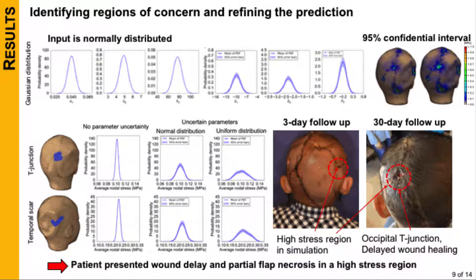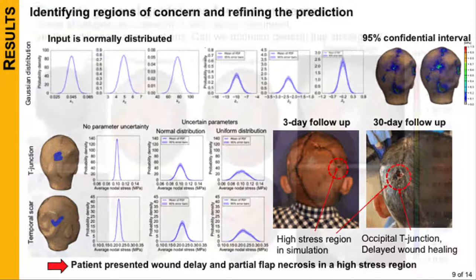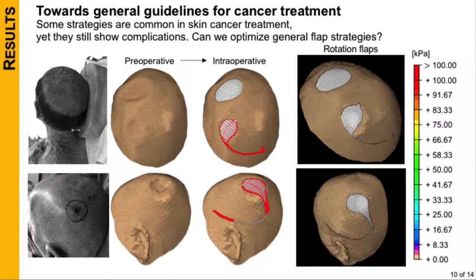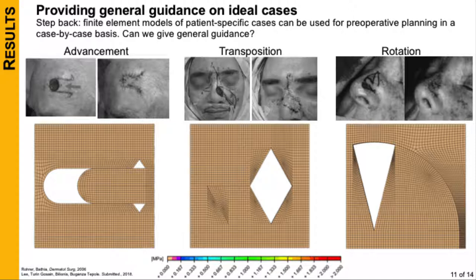So this was a very specific case, so we are trying now to move to something that is more repeatable. So we are focusing now on skin cancer resection, and this is because the techniques are a little bit more standard. These are called rotation flaps. And this actually made us wonder what are the stress patterns for different surgeries. So we were investigating sort of ideal types of flap situations. These are three common strategies that are used to resurface the skin. And one of the things that we found is that these lead to completely different stress patterns.